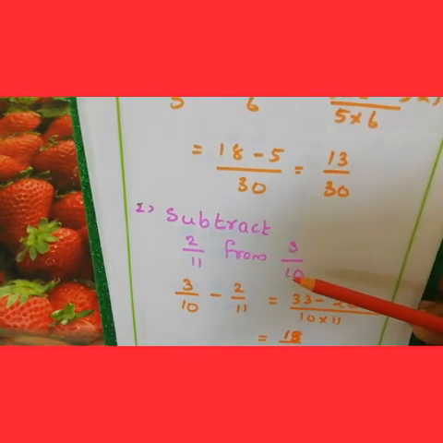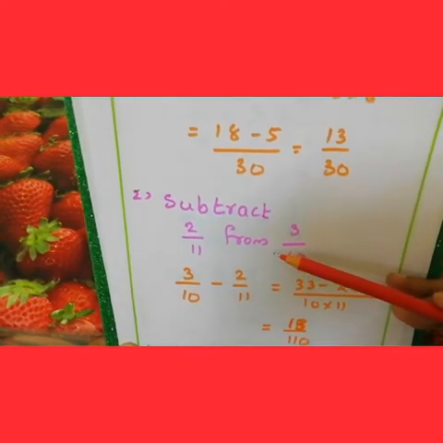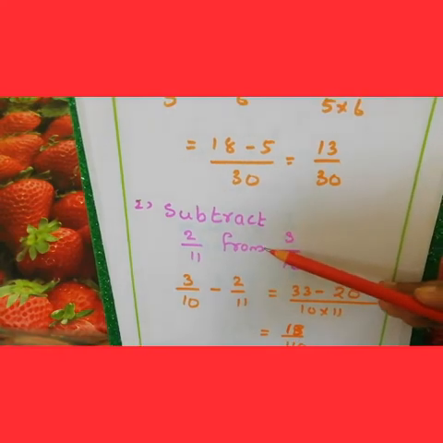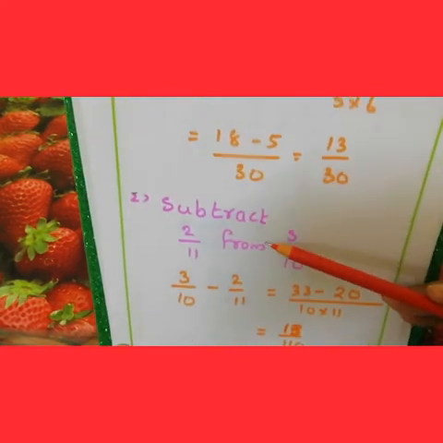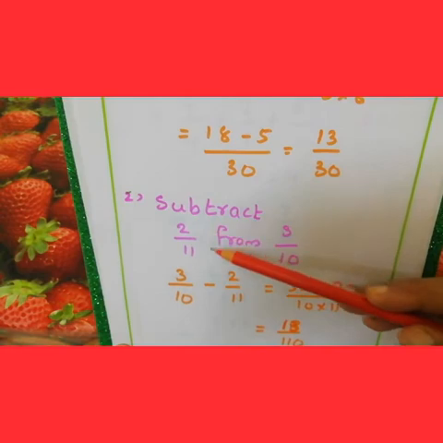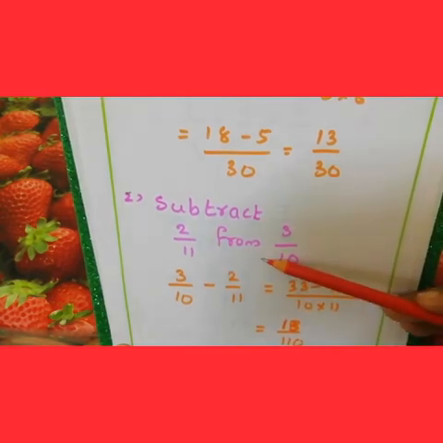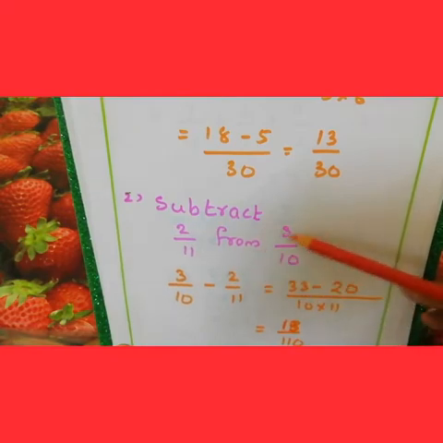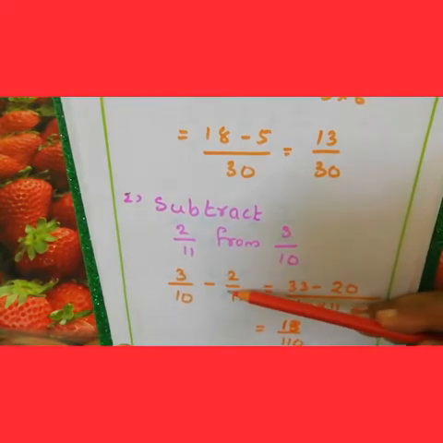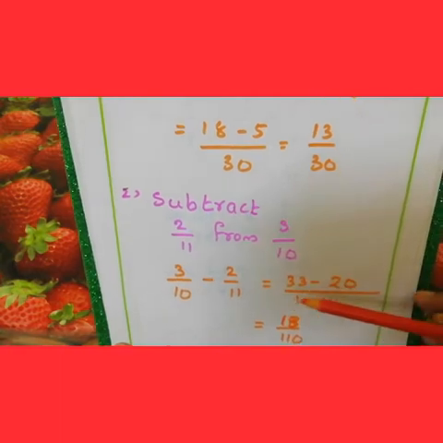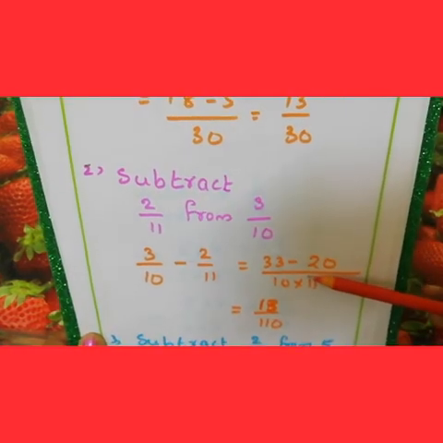Then the next question is different. The second question is different from the first question. Here, subtract 2 by 11 from 3 by 10. So in that case, 3 by 10 will come first, then minus 2 by 11. Then the remaining part is the same.